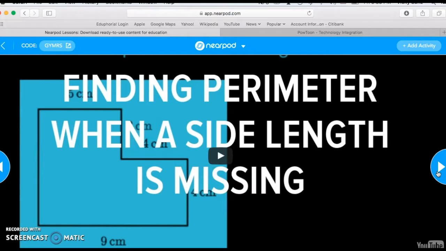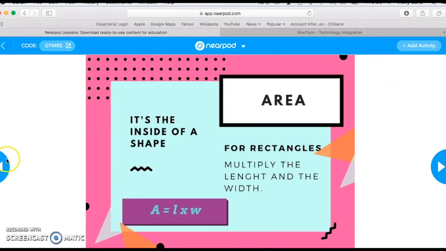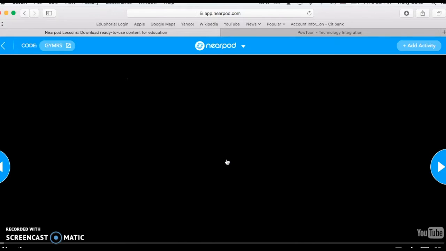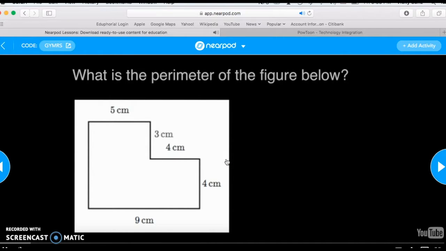Now I'm going to go with problem solving. This is from Khan Academy. What is the perimeter of the figure below? So down here we have this figure, and we are asked to find the perimeter of this figure.